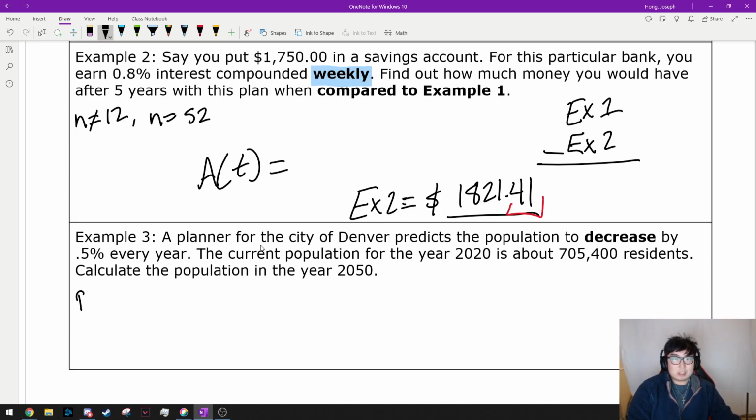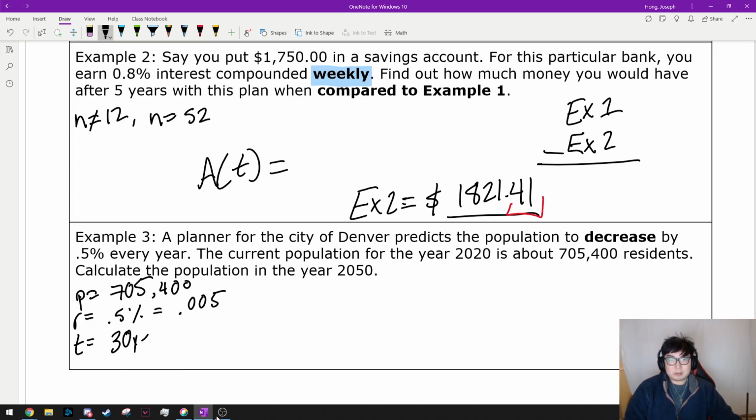And this is where I'm going to start writing my equation. The principal, well, the number that we're starting out with is 705,400. My rate of change is 0.5%. What does that equal to? Let me give you just like 5 seconds. I'm not going to write an Edpuzzle question for this. It's going to be 0.005. And the time should be 30 years.